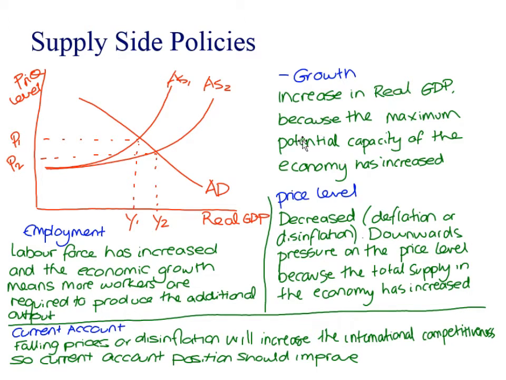We've got an increase in real GDP because the maximum potential capacity of the economy has increased. We've got a decrease in the price level, so downwards pressure on prices because total supply in the economy has increased. For the current account, these falling prices will increase the international competitiveness of our products. So that's why we've got this movement along the aggregate demand curve, and the cheaper, falling prices also encourage consumption.